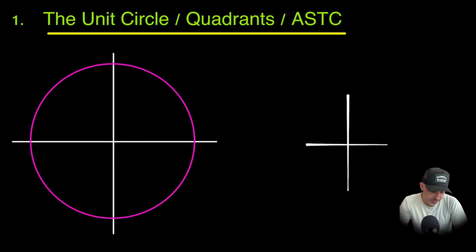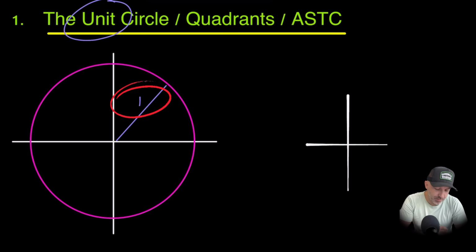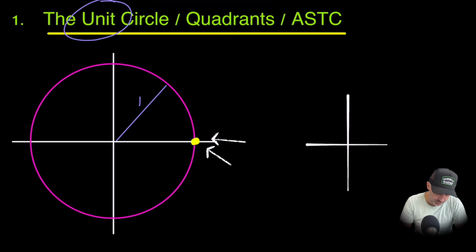Okay, let's go ahead and define some of the key elements of the unit circle. First of all, the radius of this circle is 1. That's given away by the name, the unit circle. We also start by counting all degrees or angles from this point here that I've circled in yellow. That is known as 0 degrees.